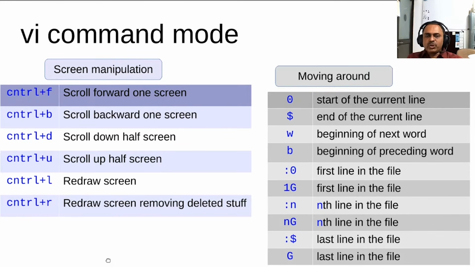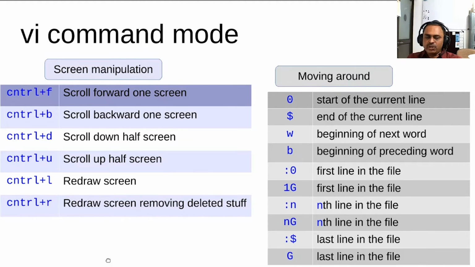You can actually navigate within the file quite well using VI. So you could go to the beginning of the line by pressing 0 and end of the line pressing $, beginning of the word following the cursor with the W, and beginning of the preceding word by B, and by using colon you can also go to a specific line by giving the number there.